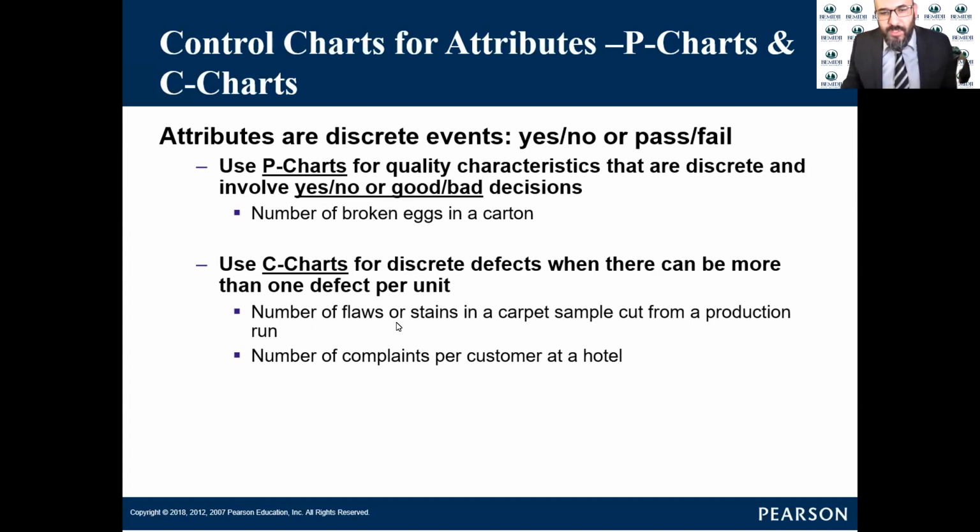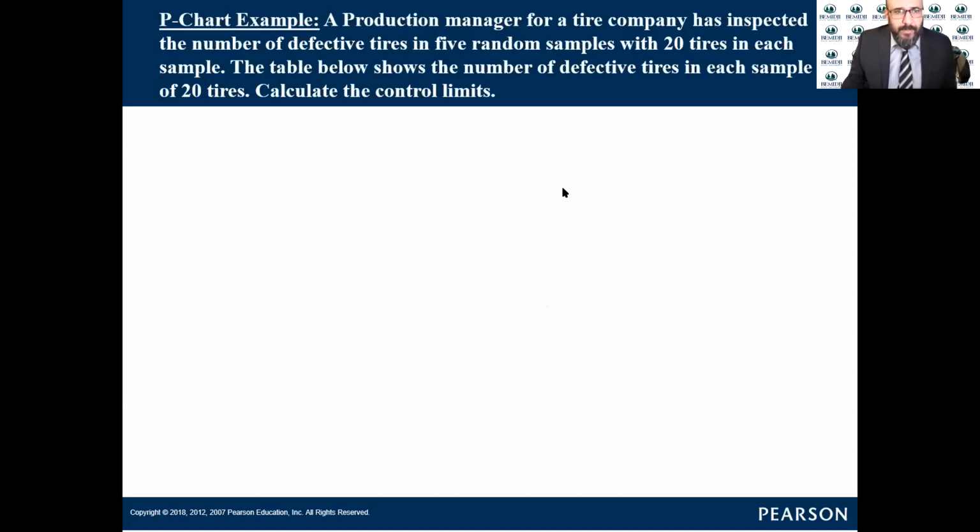Again, remember the C chart is for when you have more than one defect per unit, such as number of flaws or stains in a carpet sample cut from a production run, or number of complaints per customer in a hotel. So if you can find more than one defect in one unit, that would be a C chart. If there is a yes or no and one defect for a unit, that would be a P chart. All right, let's take an example and see how we could do the calculation and what equations we use.